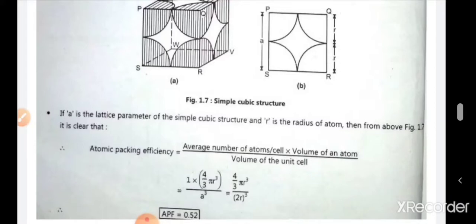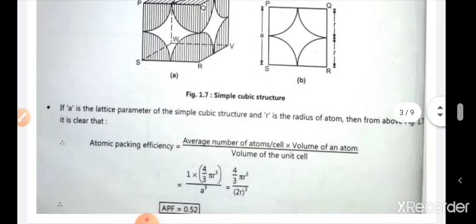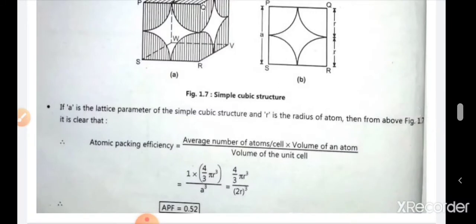We have already got one value, that is 1 into 4/3 pi r cube divided by a cube, whereas 1 is the number of atoms in a unit cell, 4/3 pi r cube is the volume of a sphere, or the volume of the atom which is in spherical form, and a cube is the volume of the unit cell, which is a cubical structure.